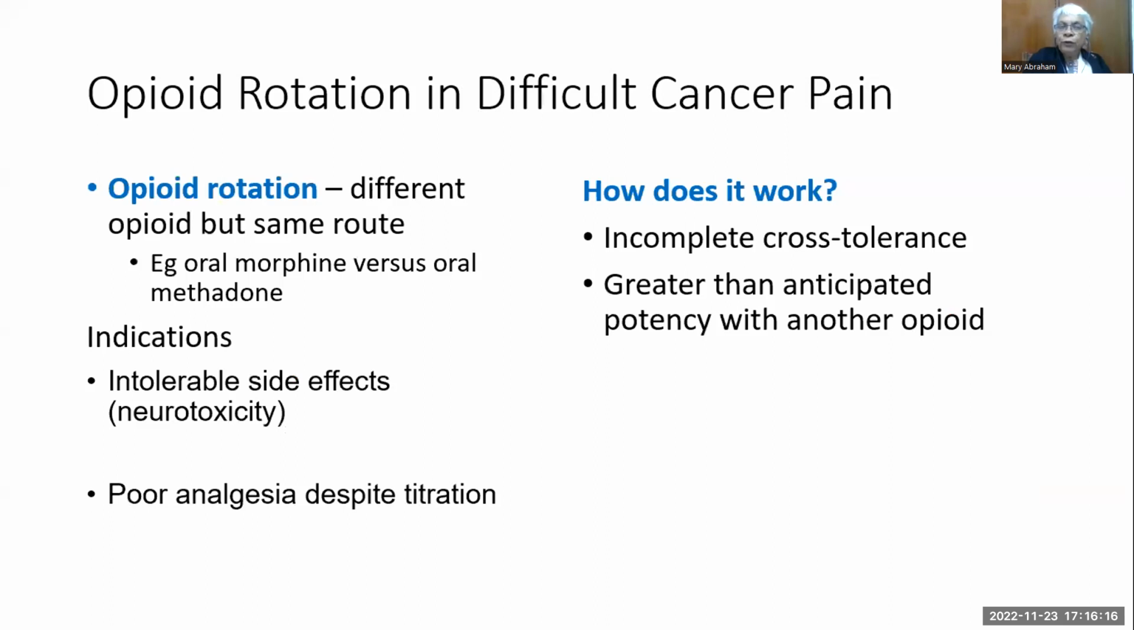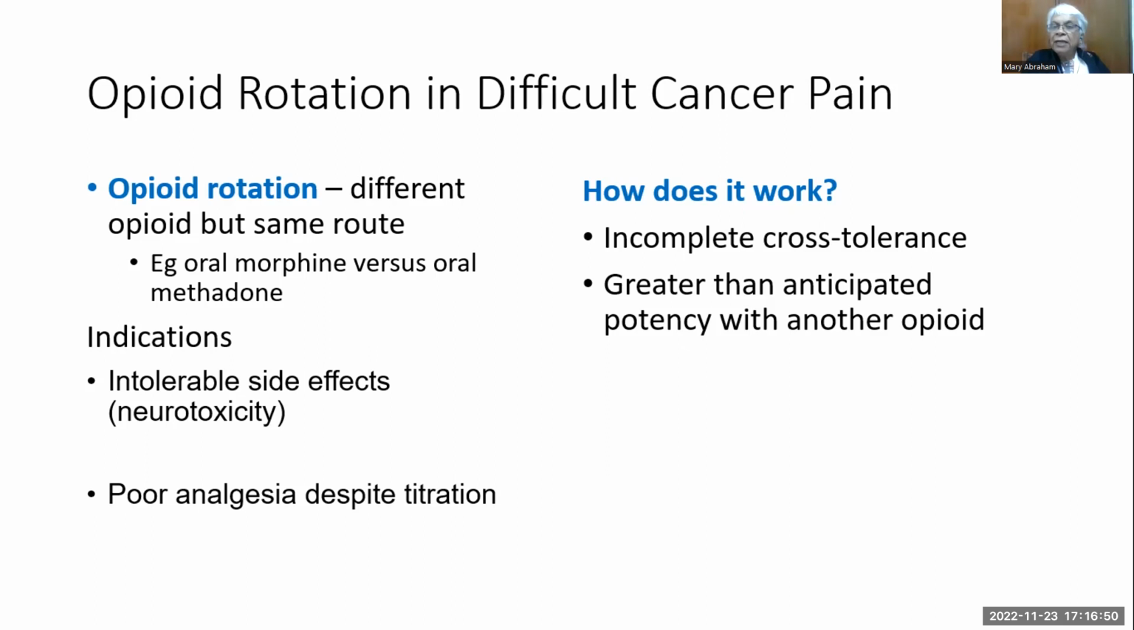Now, we talked about opioid conversion. Now we look into opioid rotation. So opioid rotation, or what is called a switch, is when you give a different opioid through the same route. For example, oral morphine can be converted into oral methadone. The indications of opioid rotation are either intolerable side effects due to neurotoxicity or poor analgesia despite titration of the oral drug that you're giving.